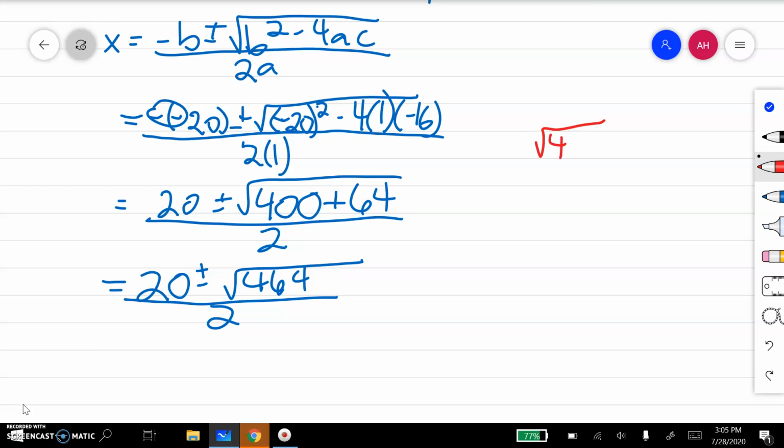Okay, then we need to reduce or break down the square root of 464. So I'm going to do that over here. So if you check and see what goes into 464, it's 16. And 464 divided by 16 is 29. And then the square root of 16 is 4, so we get 4 square root 29.